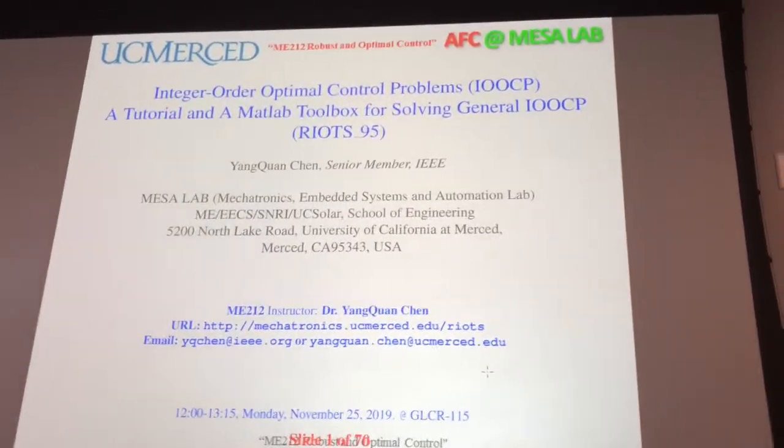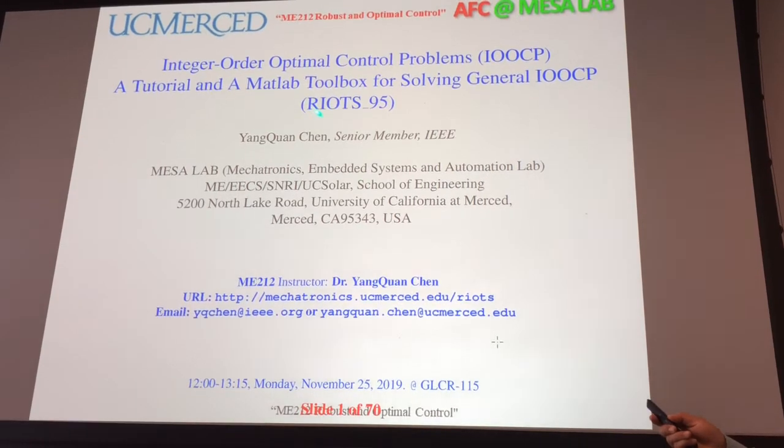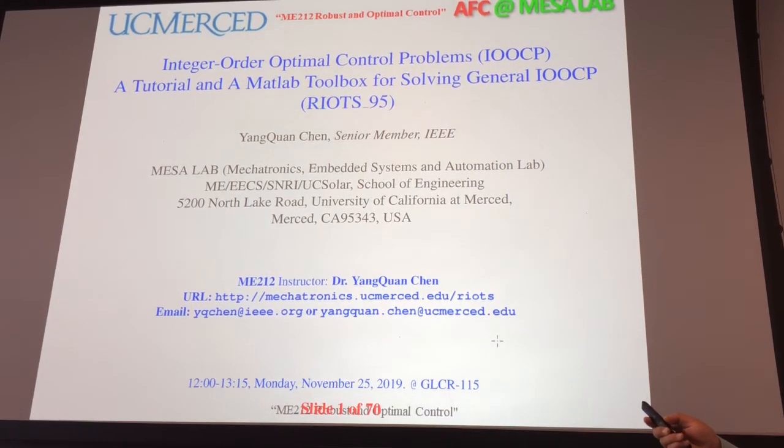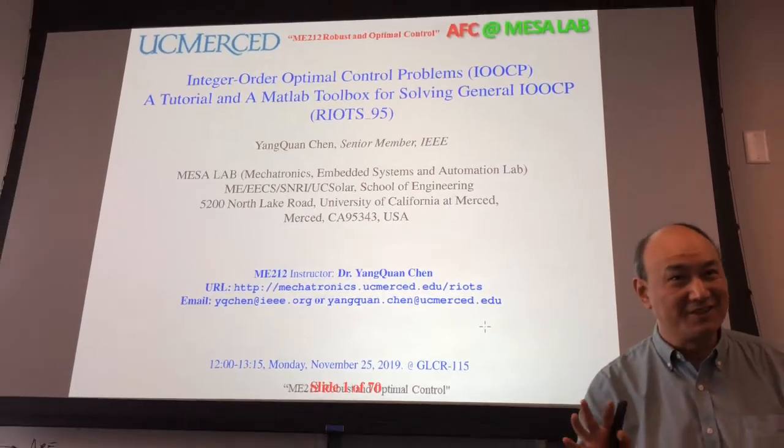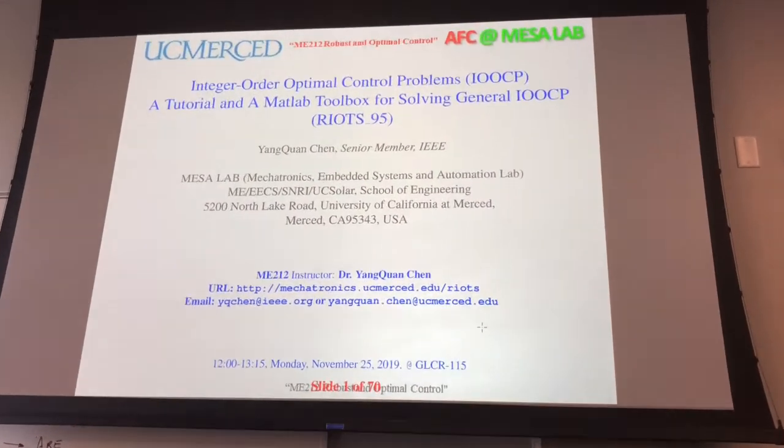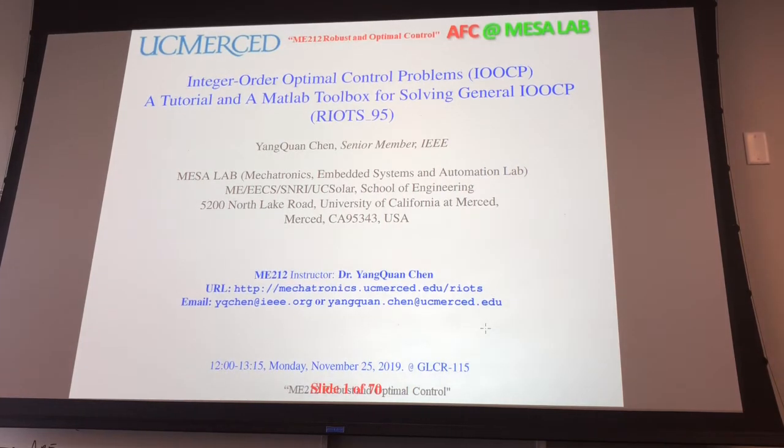So how many of you can give me a good guess what this one is? It's called the recursive integration optimal trajectory solver. I purposely put integer order to make you aware that in our group, at UC Merced in general, we should distinguish between integer order and fractional order. I hope next week after Thanksgiving, when you come back, I'll give you enough dosage of fractional order optimal control problems.